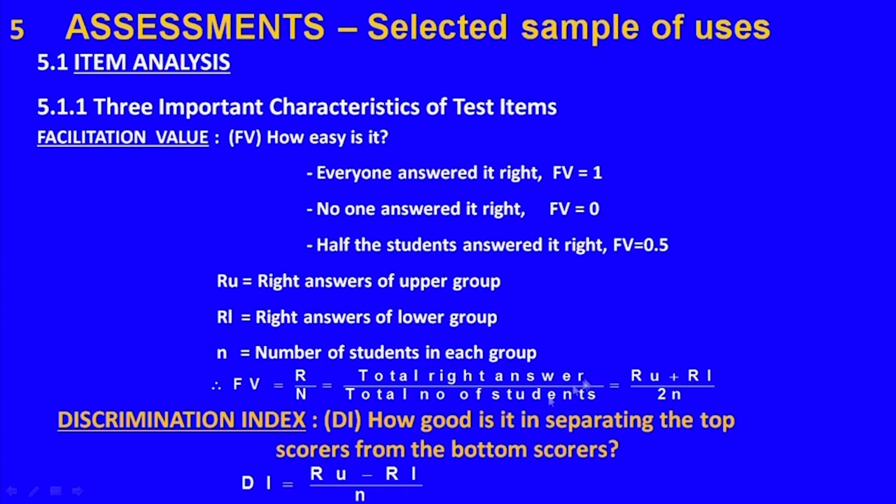And the discrimination index is RU minus RL over n. The number of students who have answered it correctly in the top group minus the number of students who have answered it correctly in the bottom group, divided by n.